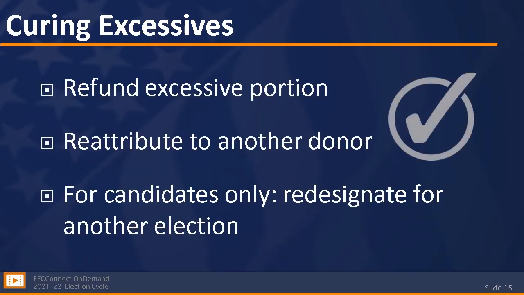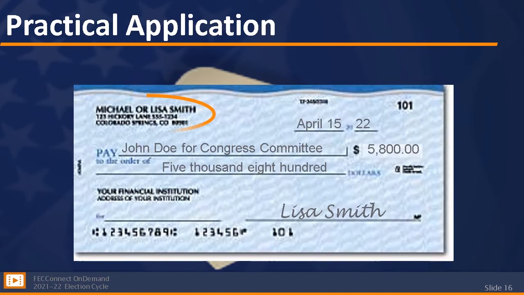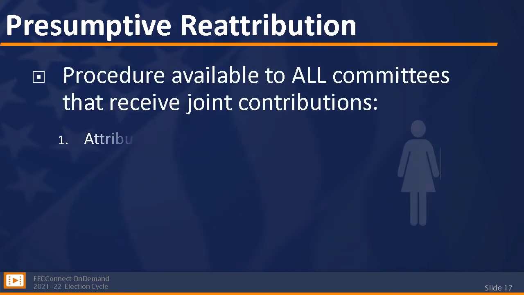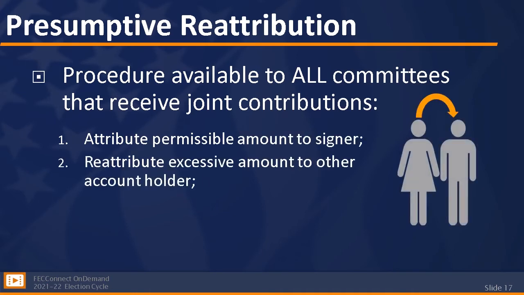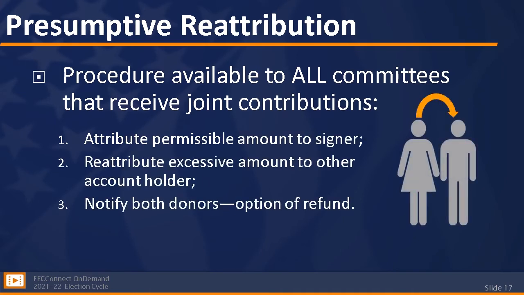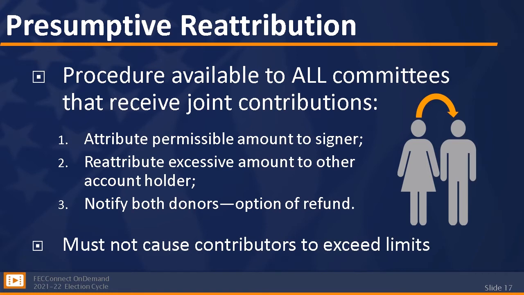At this point, the campaign has 3 options for dealing with the excessive portion of the contribution. It can refund it, reattribute it to another donor if applicable, or redesignate it for another election. The check appears to be drawn on a joint account, so reattributing the excessive portion to another account holder may be an option. In this case, FEC regulations permit the committee to presumptively reattribute the excessive amount without seeking permission from the donors in advance.